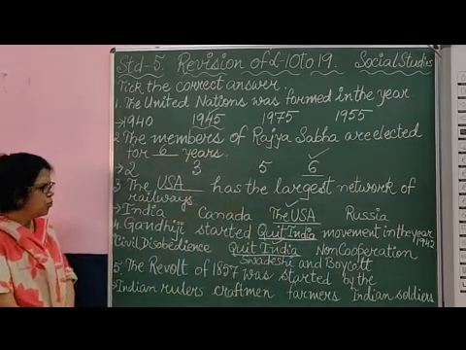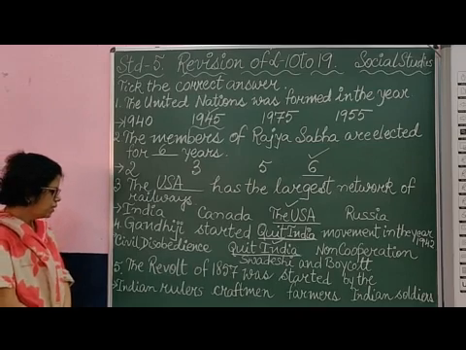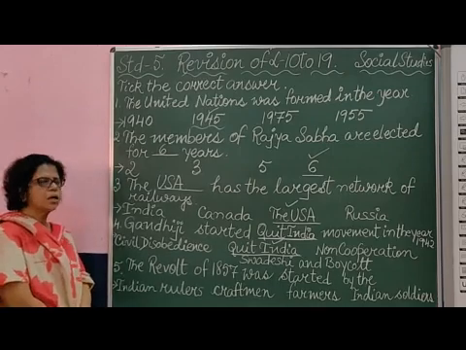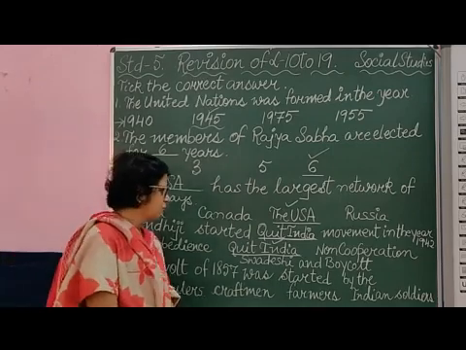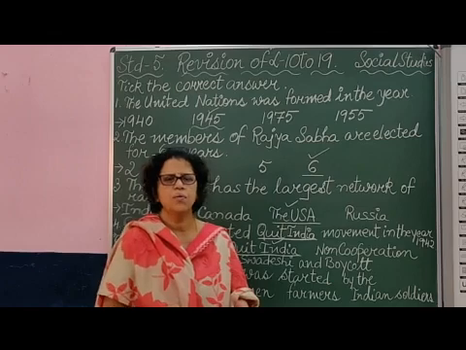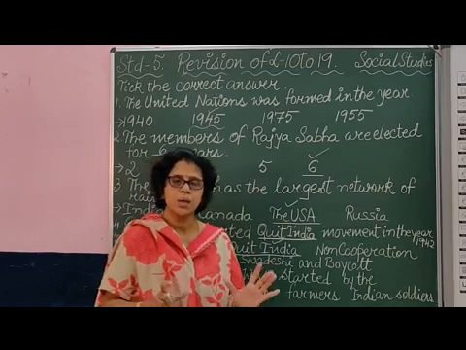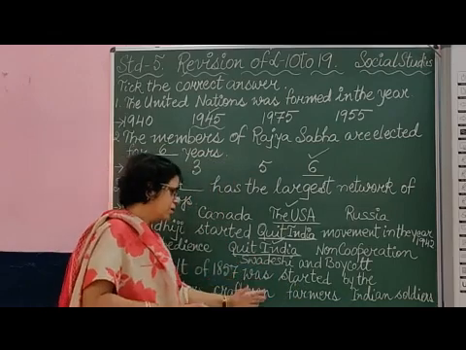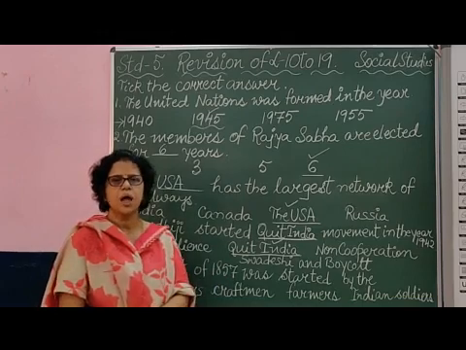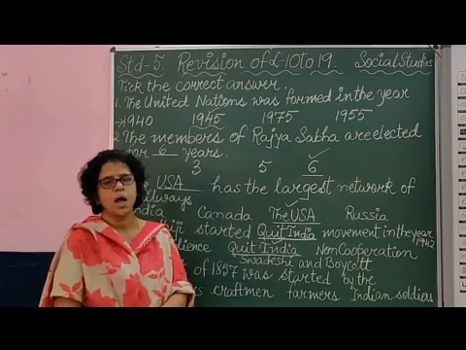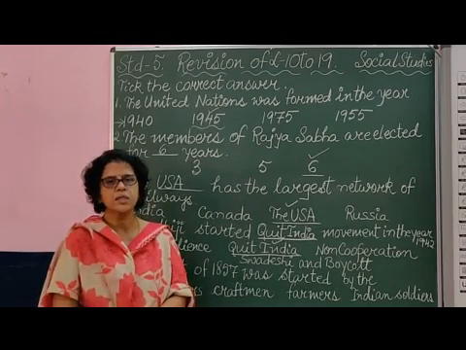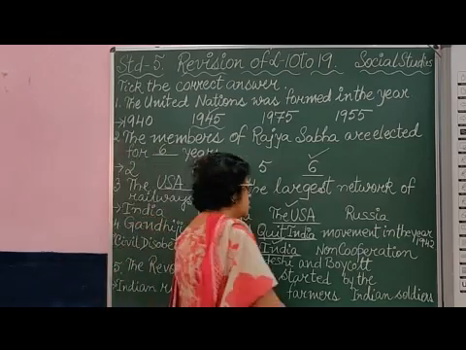Coming to the fifth one, the revolt of 1857 was started by the Indian rulers or craftsmen or farmers or Indian soldiers. Who started the revolt? As you know, the revolt of 1857 was the first war of independence, where some of the Indian rulers as well as the soldiers actually took part in the war, but unfortunately the Indians lost the battle because it was not a united effort, and it was the Indian soldiers who started the revolt.